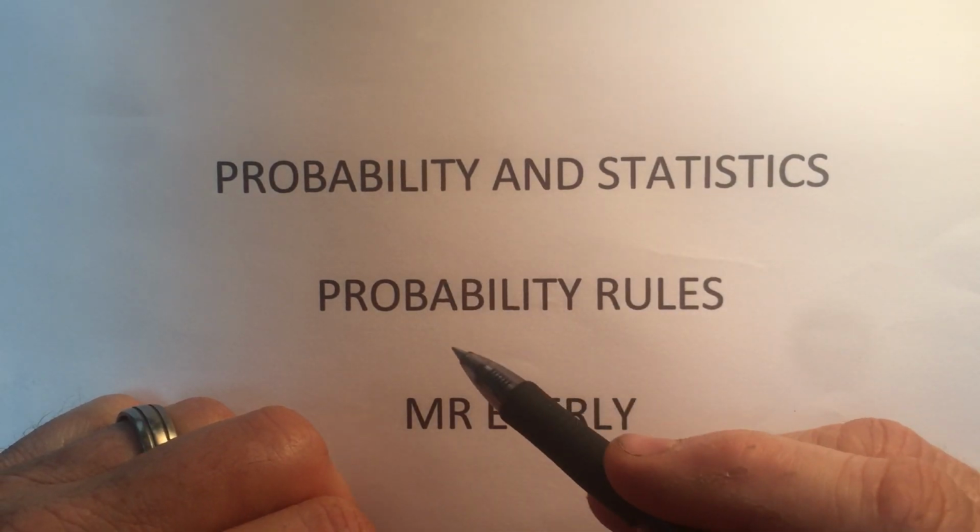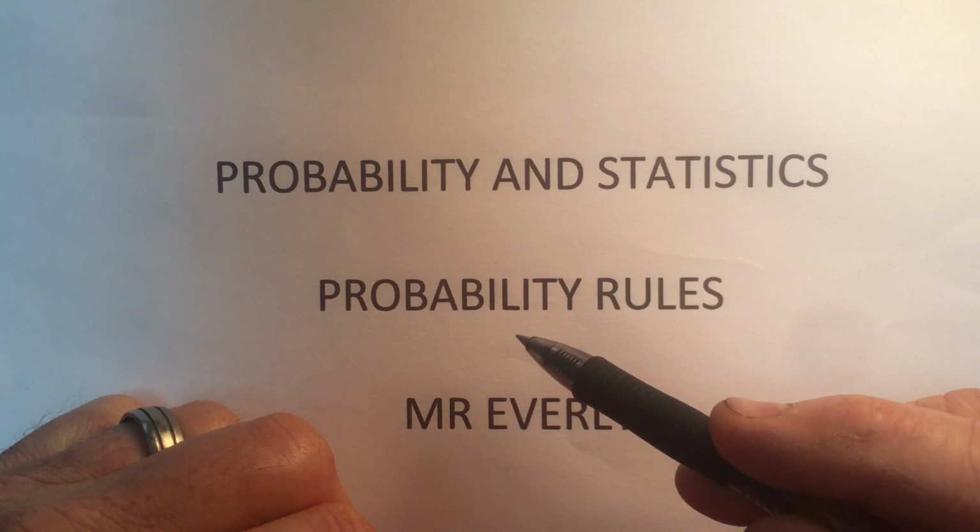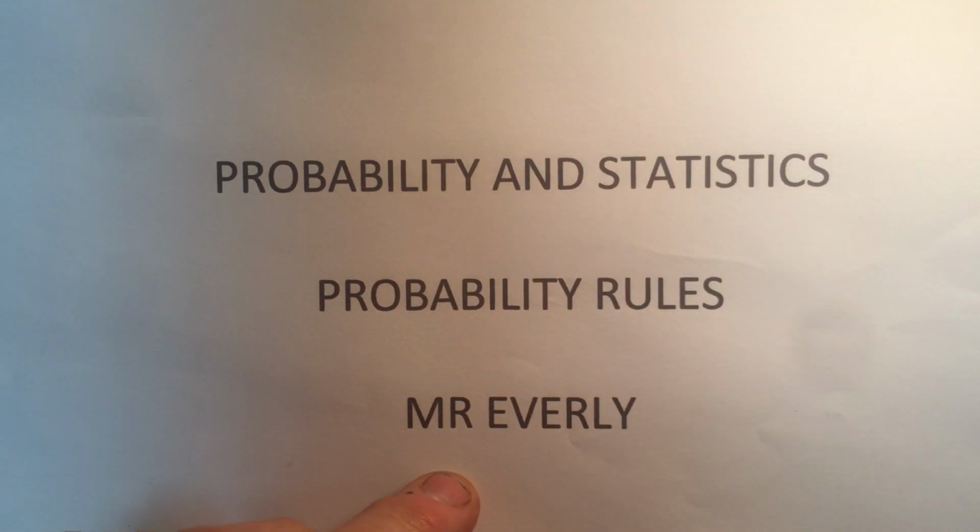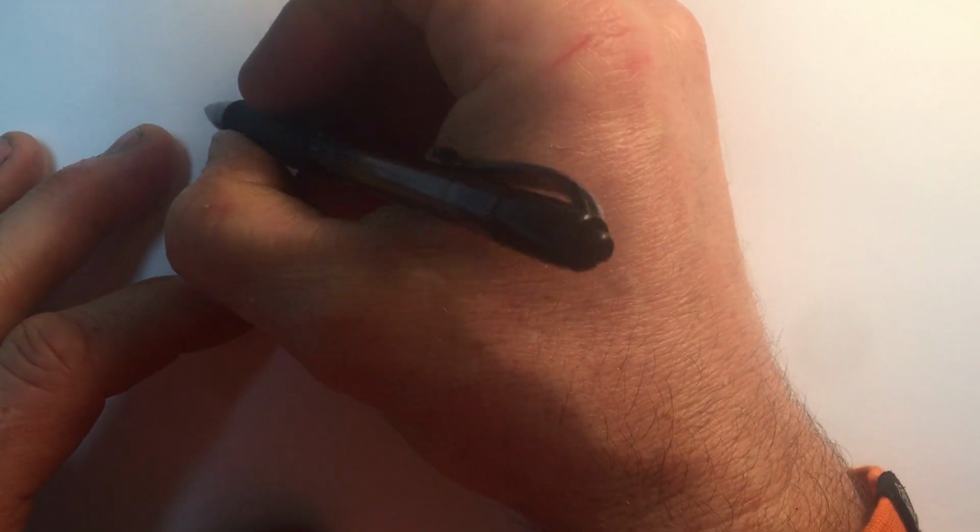All right. Probability and statistics. We're looking at probability rules. This is our first rule we're going to be looking at.